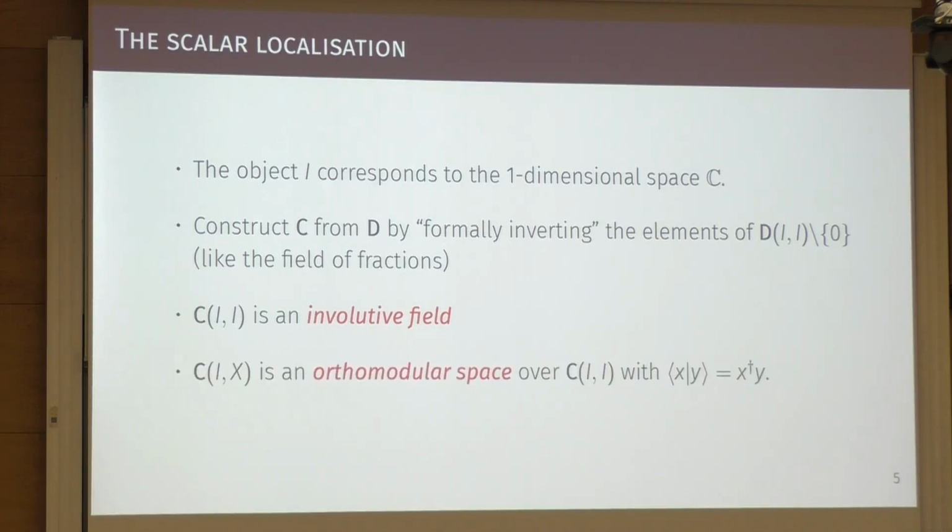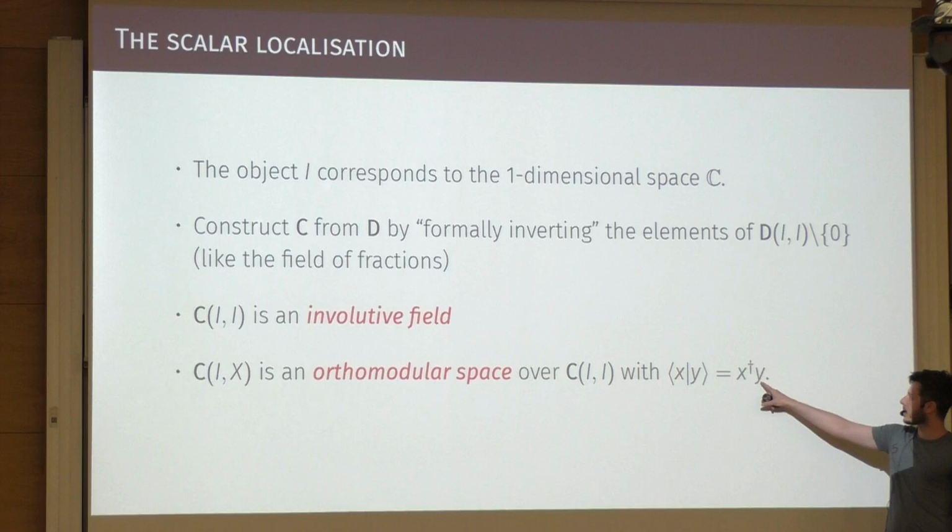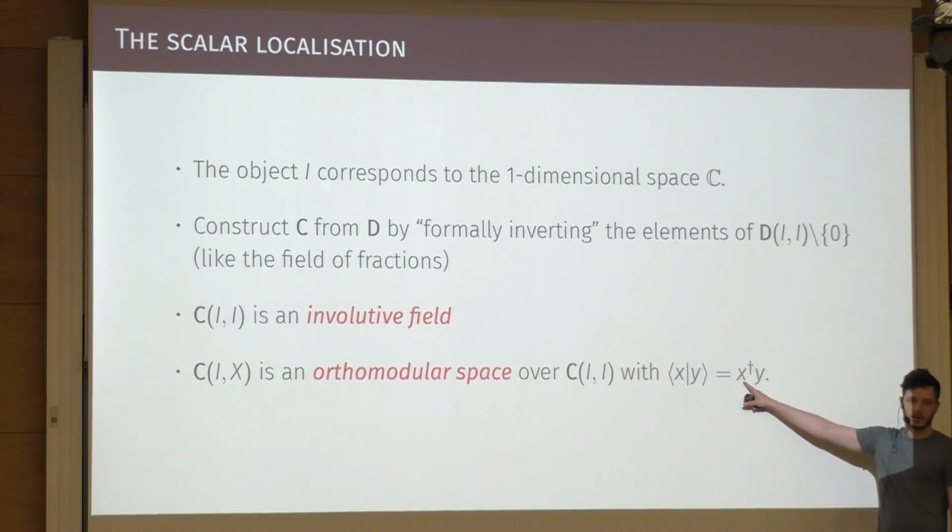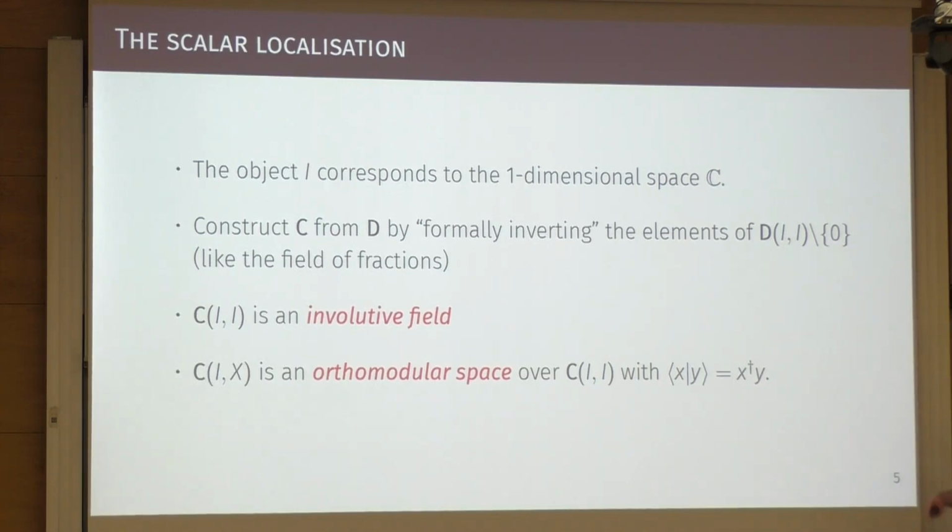C(I,X) is what's called an orthomodular space over C(I,I). An orthomodular space is a vector space equipped with a Hermitian form. The Hermitian form here is derived from the dagger: you take an element y and then you compose it with the dagger of an element x. And the orthomodularity condition is some condition about the closed subspaces being orthocomplemented, something like that. So it's not so important for the talk. So we get that C(I,I) is an involutive field, and each C(I,X) is an orthomodular space.